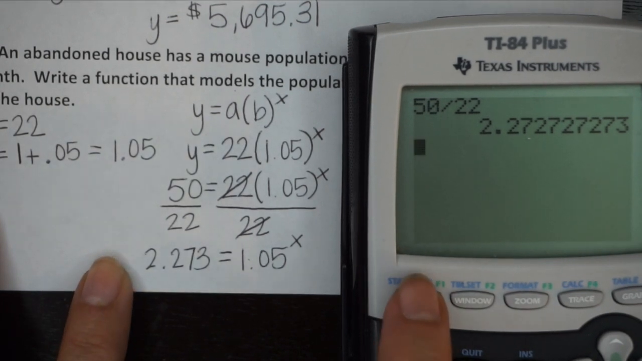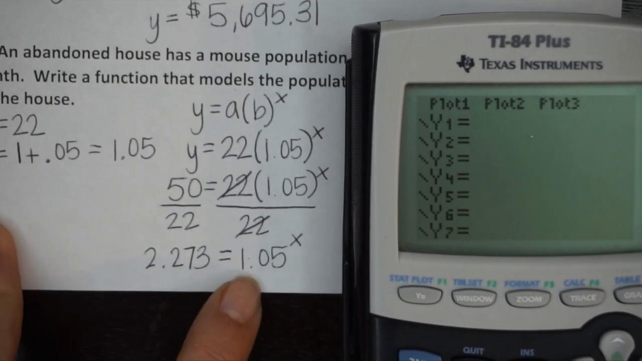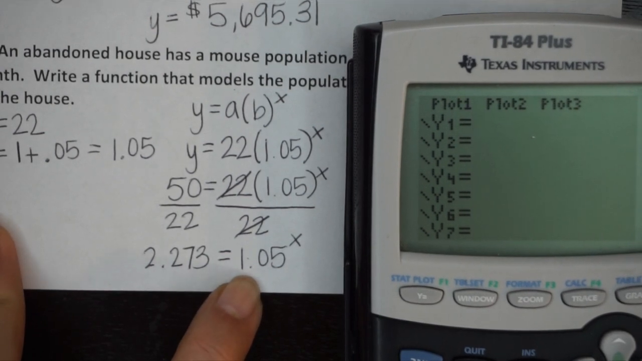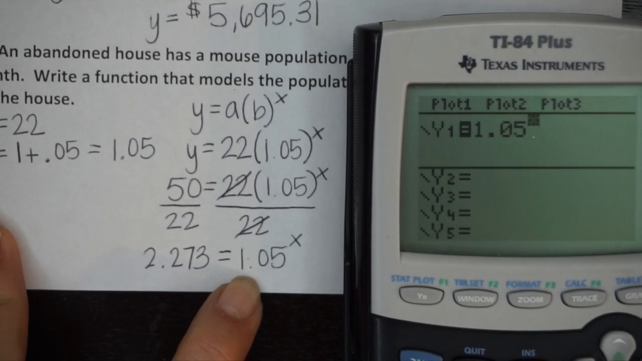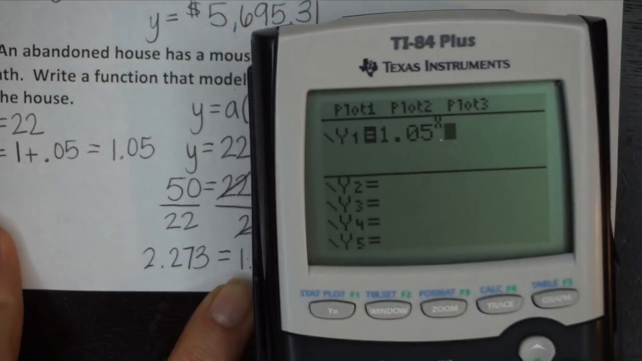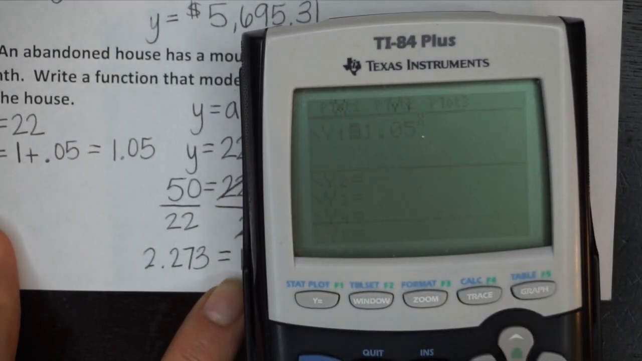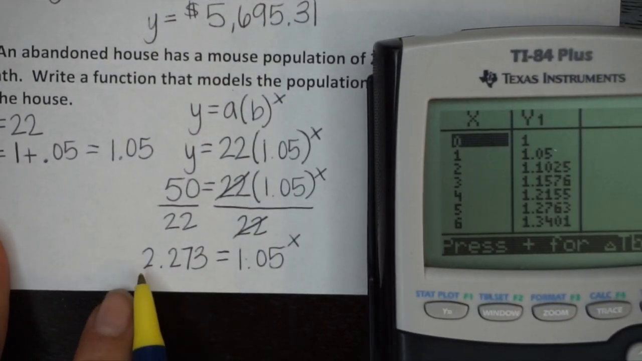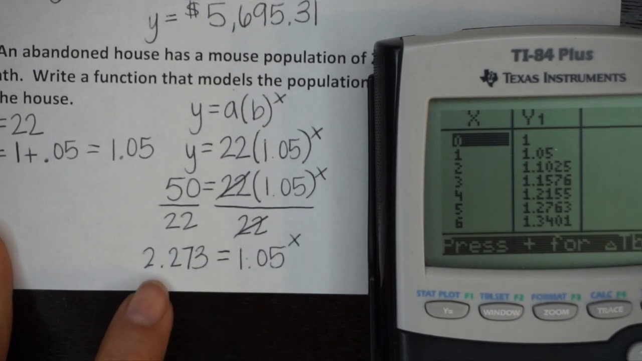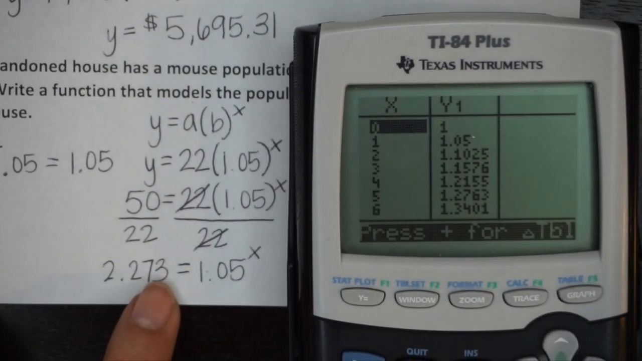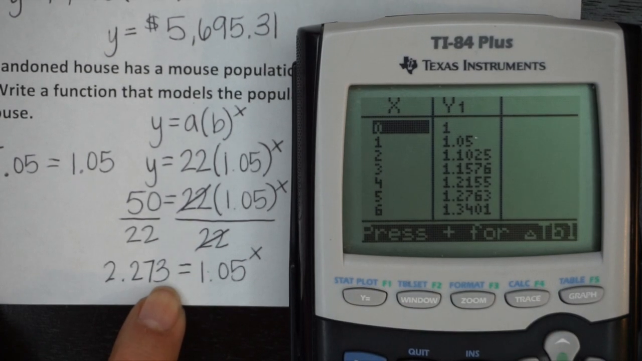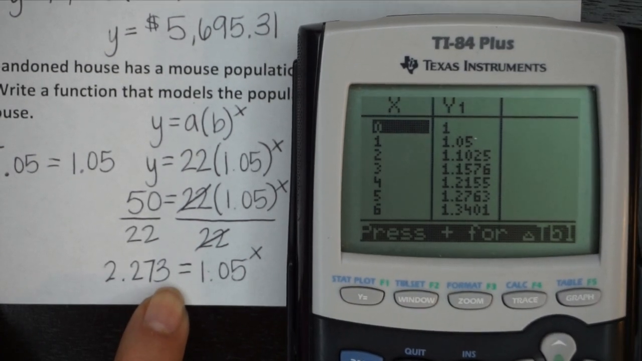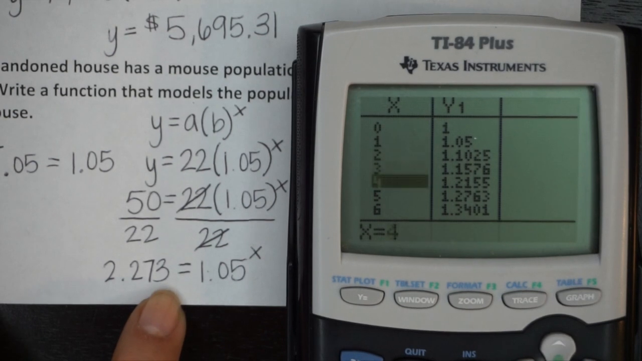So what I'm going to do is go to y equals, and I'm going to type in 1.05 raised to the x power. All right. And then I'm going to go to the table function. What I'm looking for is a y value that is close to 2.273. We're probably not going to see it exactly. All right, starting at 0 months, you can see we have 1.